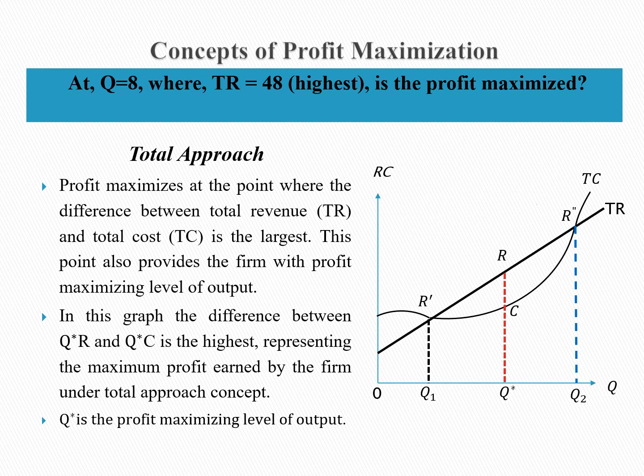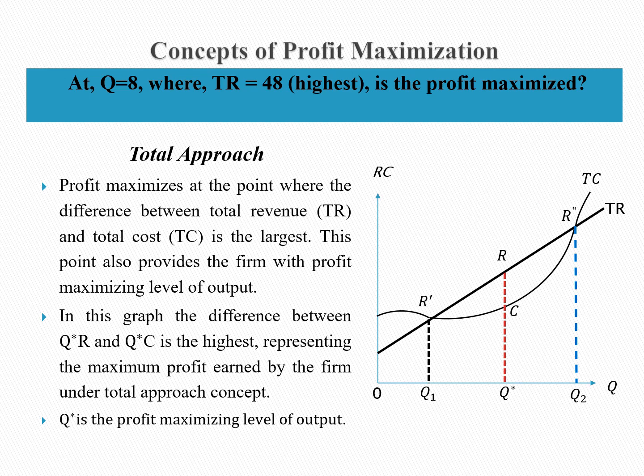Now the concept of profit maximization under perfect competition can be described in two different ways. One is the total approach and another one is the marginal approach. Let's first discuss the total approach. The total approach states that profit is maximized at the point where the difference between total revenue and total cost is the largest. This point also provides the firm with the profit maximizing level of output.